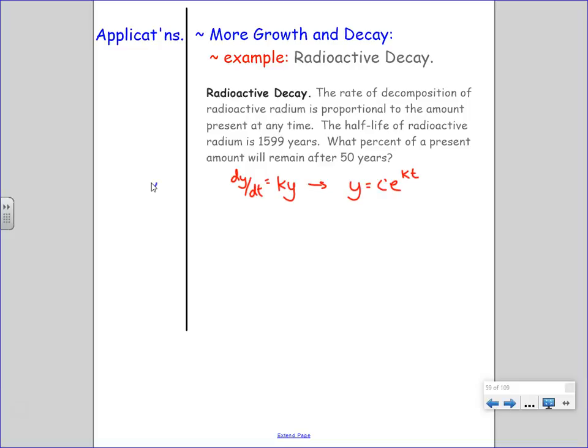So then half-life would mean it's 2. 2 equals e to the 50k, because t equals 50. But why is half-life 2? What about the 1599? Does it make a difference?